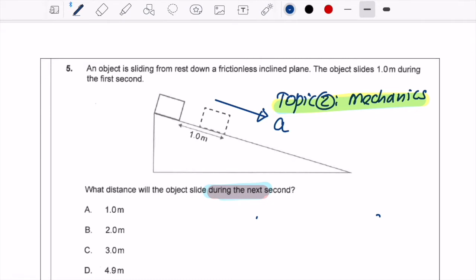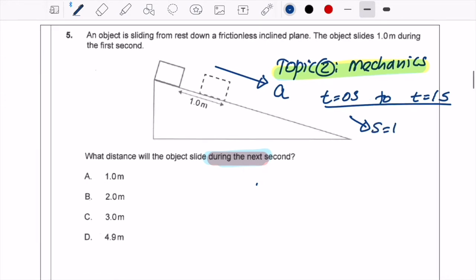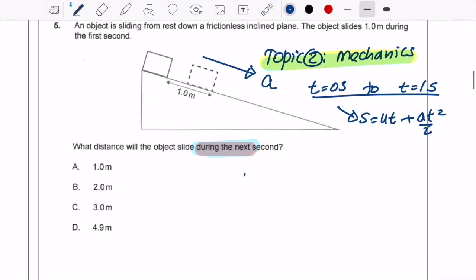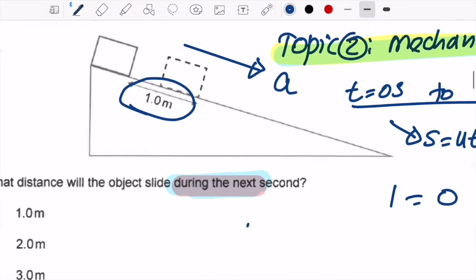So we have to determine the acceleration if you want to find the distance traveled. So what I do is, time equals 0 seconds to time equals 1 second, I write along the inclined plane s equals ut plus at squared over 2. Let's see what I am trying to do. And the distance is given for the first second, 1 equals, starting from 0. How do I know it is starting from 0? The keyword is sliding from rest. Rest shows the idea initial speed is 0.